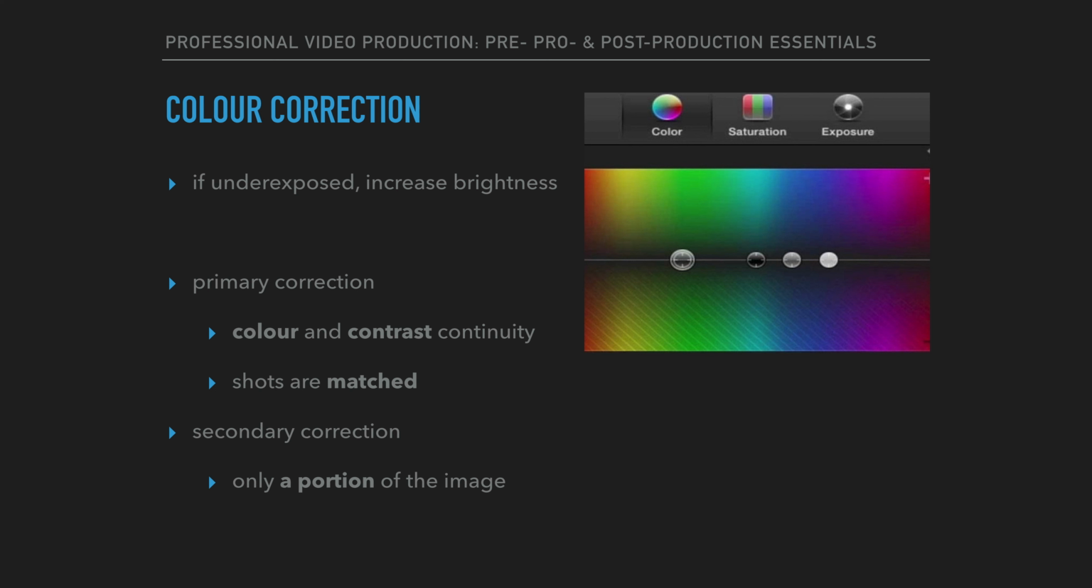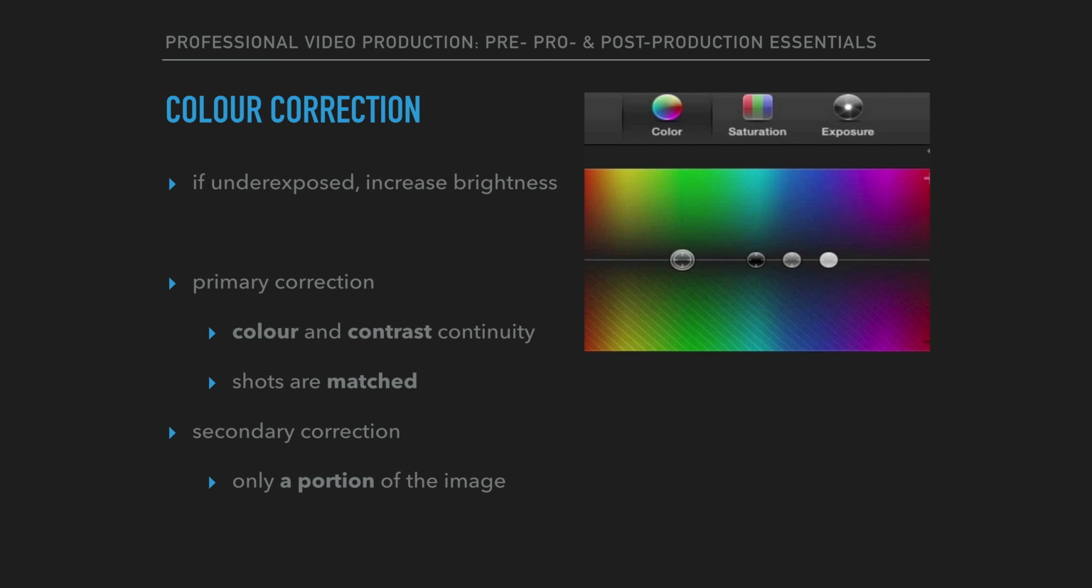There's primary correction versus secondary correction. Primary correction simply refers to changes that are made to the whole image. The goal is to ensure color and contrast continuity. That is, to ensure that shot after shot are matched in color and contrast.